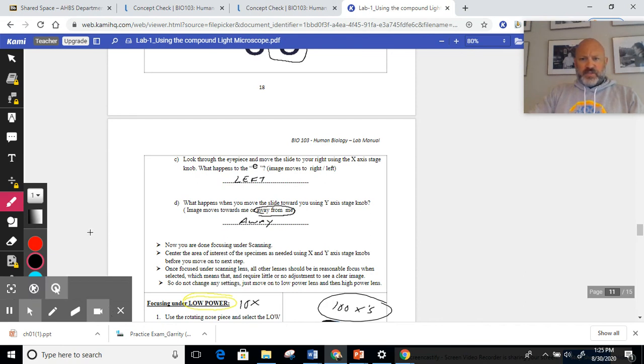All right. So this is the introduction to the microscope. And yeah, it would be nice if we had real microscopes in front of us using them. But this is the best that we got. All right. So, if you have any questions, feel free to email me. But I think this is pretty much straightforward. And until next time.